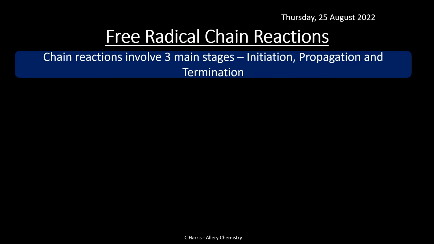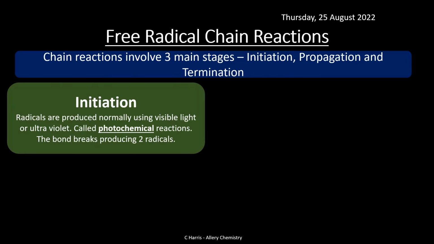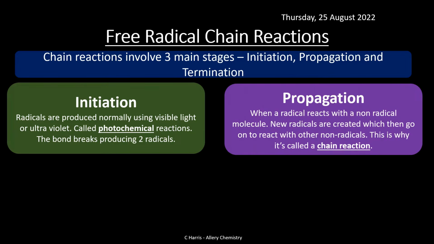So there are 3 stages to forming a halogenoalkane, and we do this through free radical reactions. You've got initiation, propagation, and termination. Initiation is where radicals are produced. We use UV light to break a bond homolytically, and we produce 2 radicals on the back of it. So we call this a photochemical reaction.